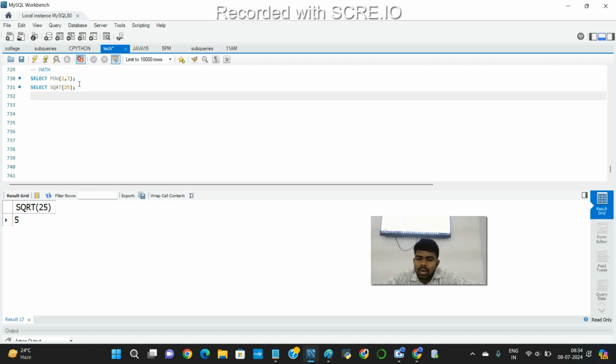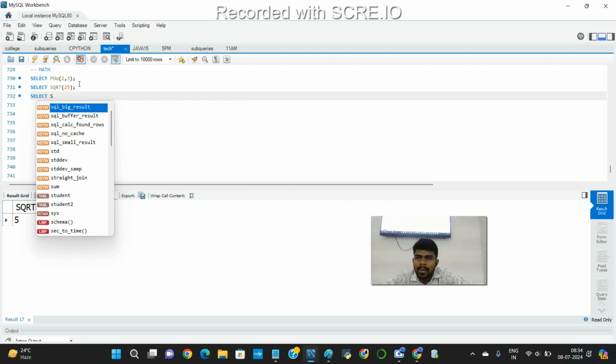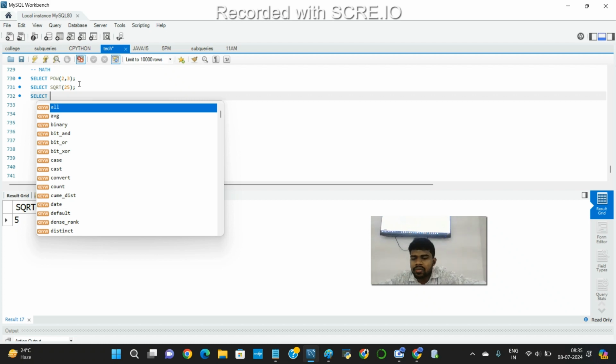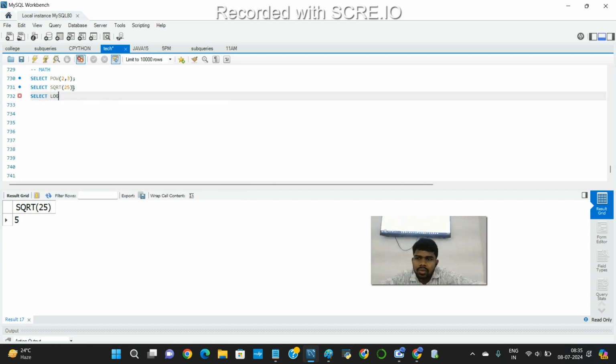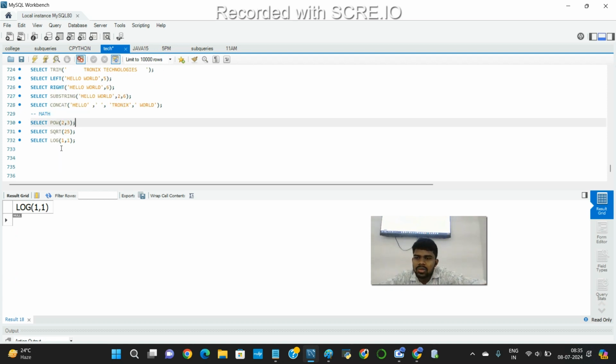You can find the square root of anything and you will get an answer. Now, I want to find the logarithm of base 1, power 1. So the answer is 0. Logarithm of that is null.